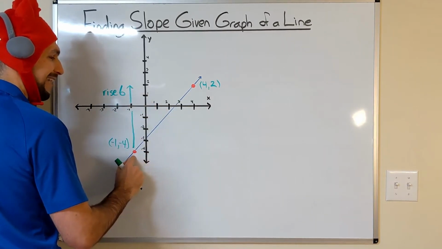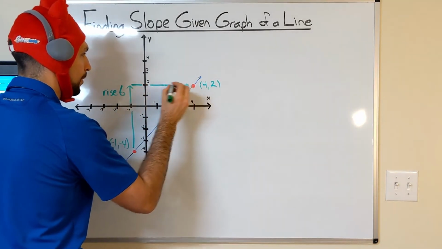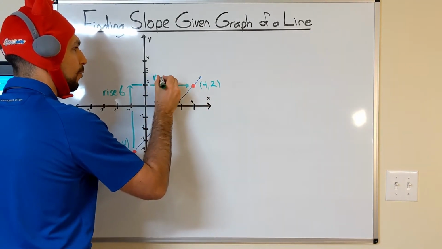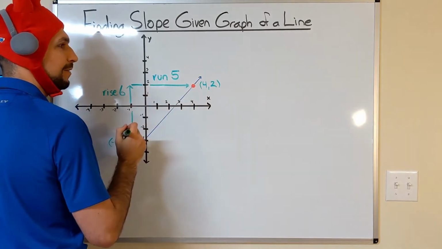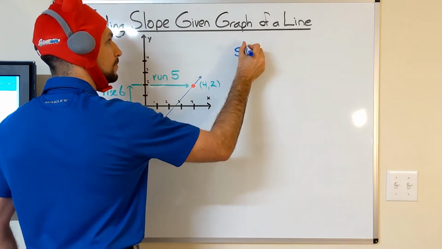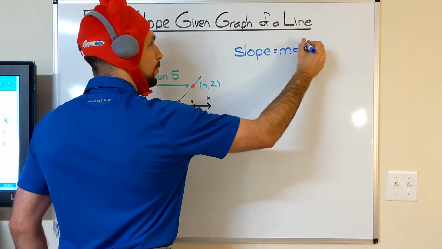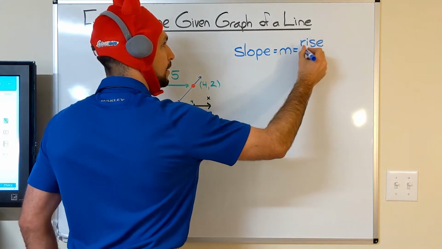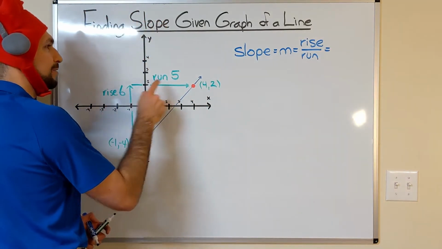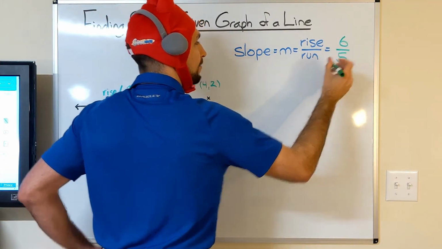And from this x location, we ran 1, 2, 3, 4, 5. So my run is 5. Again, at its core, slope, which can be represented as m, is equal to the rise over the run. Where here, our rise was 6, our run was 5. So 6 over 5.